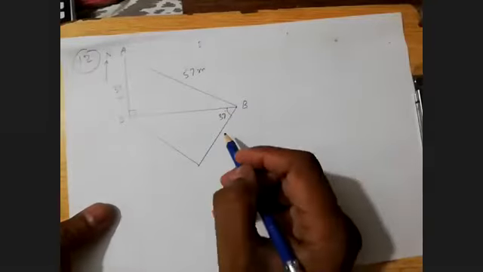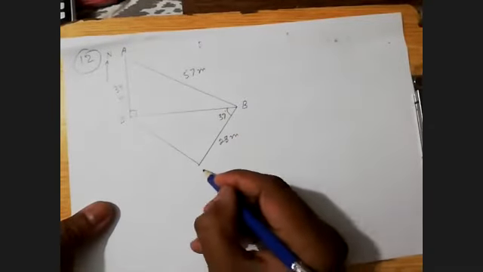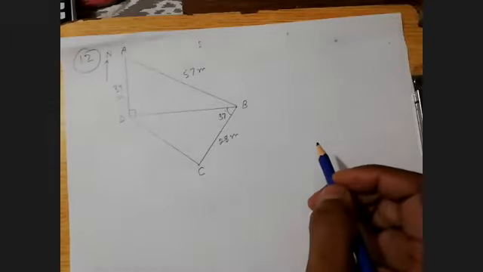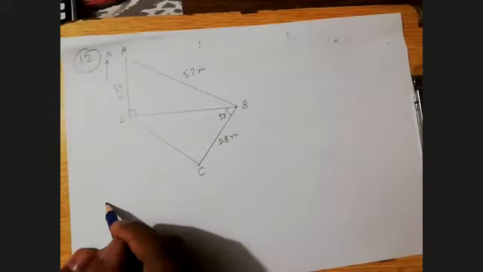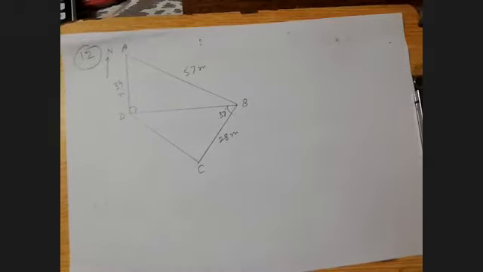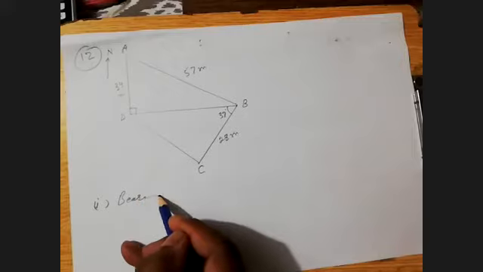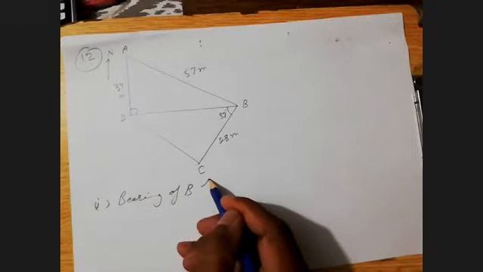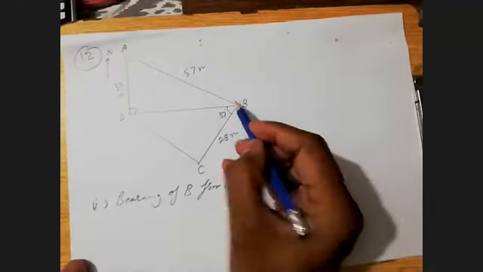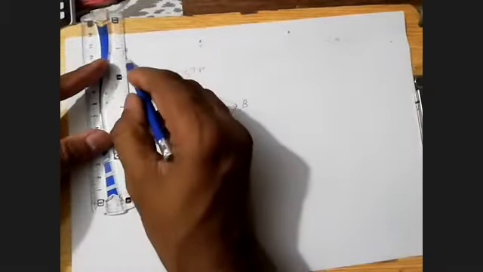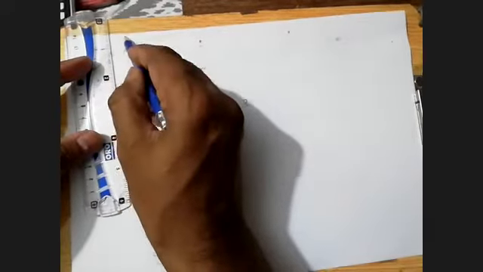57 meters, and this is 34 meters. This is due north, which is mentioned with north, and this is 28 meters, and this is C. Now here, first of all, we have to find out the bearing of B from A. The first part is the bearing of B from A. It means that at A, we have to mention the north. Now here, I'm mentioning north with N.